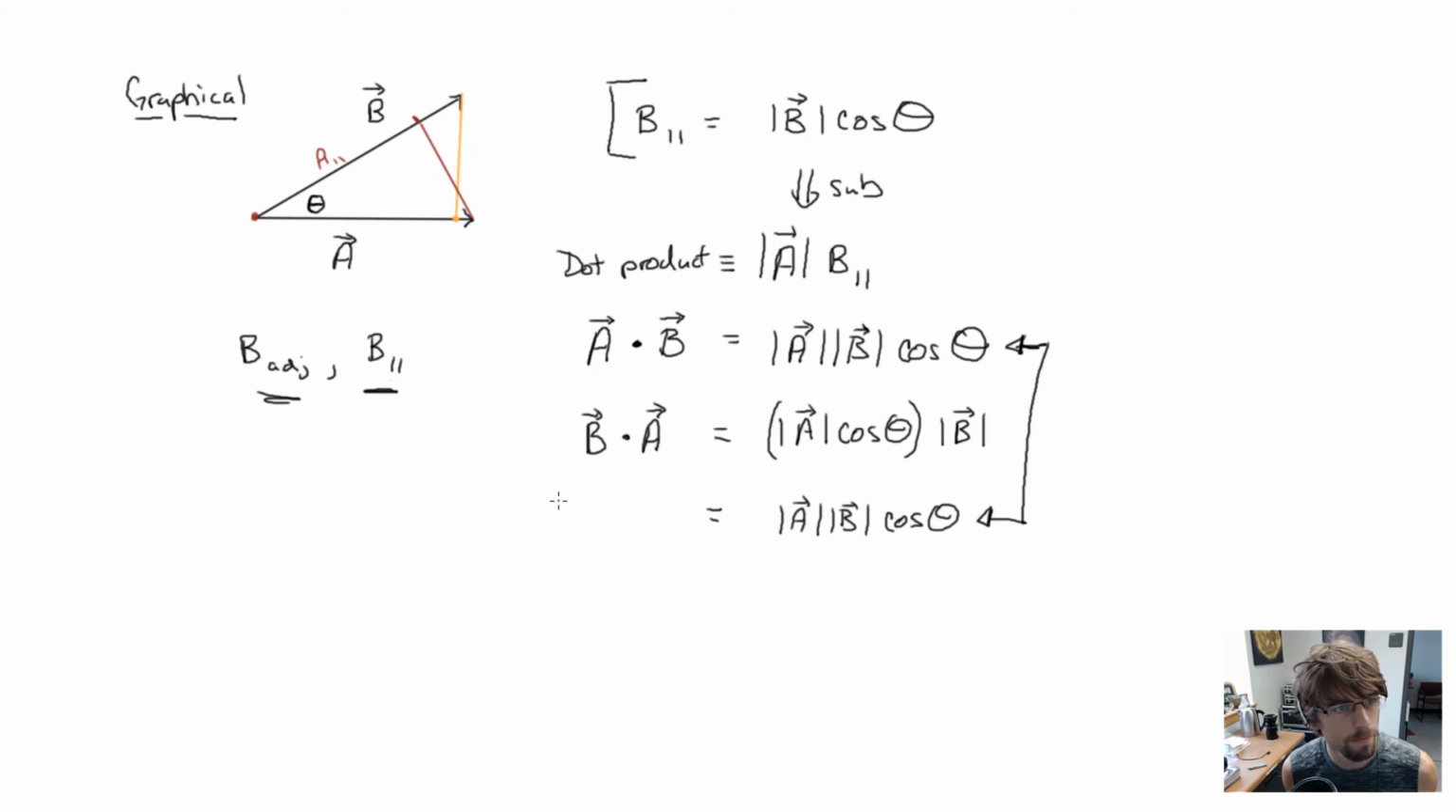Pretty cool. Now it's from the graphical standpoint. Oh, excuse me. One more piece of information. Forgot about this. The angle that we're using here, note that it's always the smallest angle. I put the two vectors tail to tail. I see that the angle between them is the smallest angle.